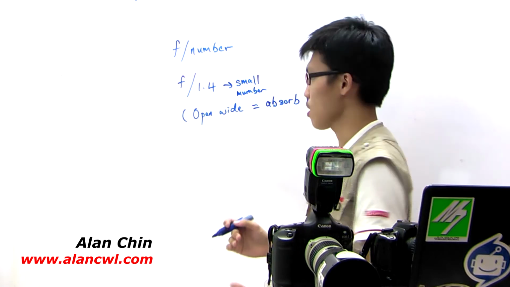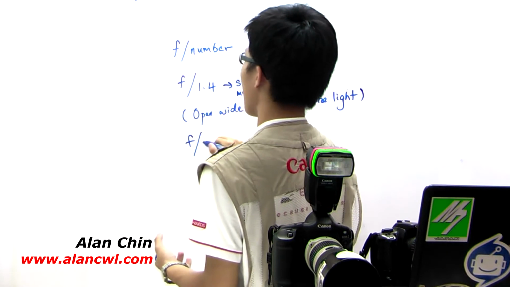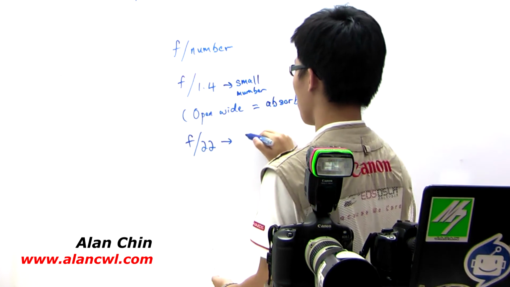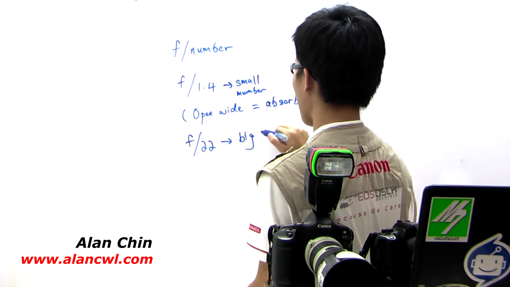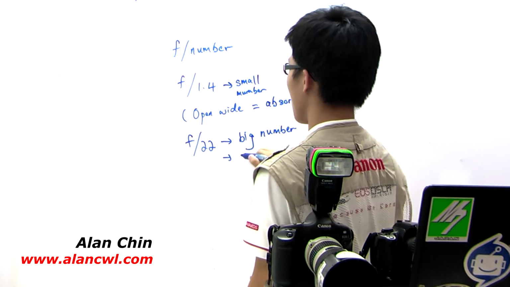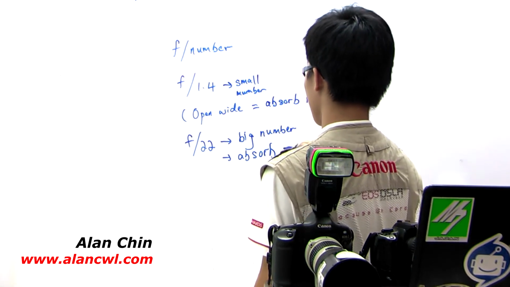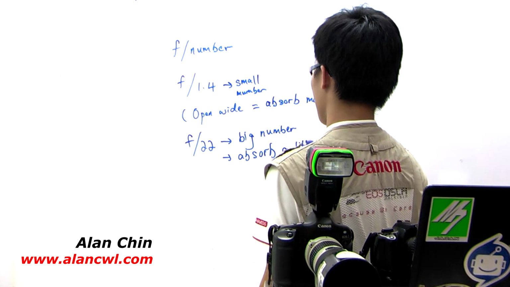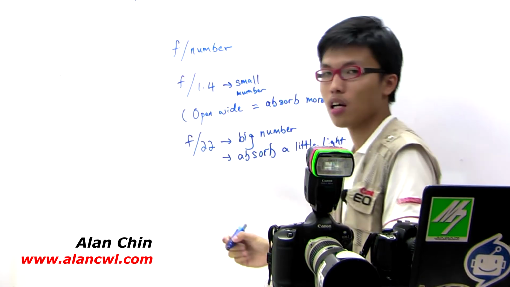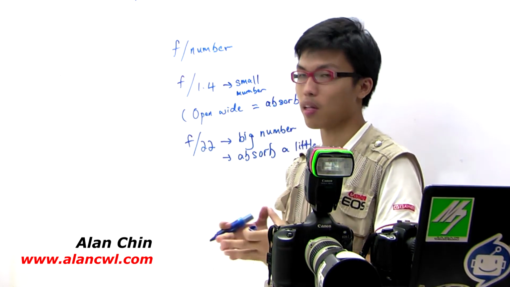The next thing is when it comes to a big number. Let's pick a number called f22. So this is a big number, right? When it comes to a big number, it is considered that little light is absorbed through the lens. So when it comes to a smaller aperture, for equal exposure, you need a lot of time to absorb the light.